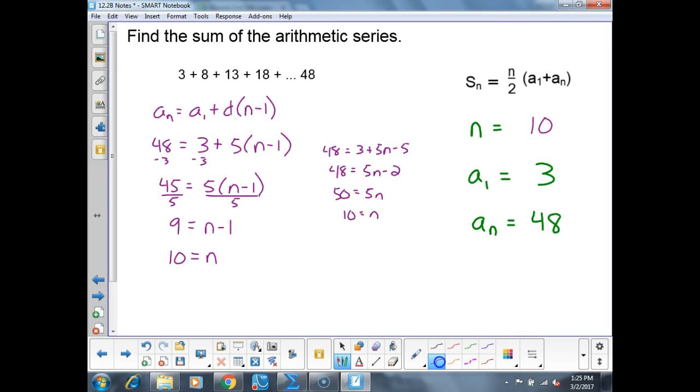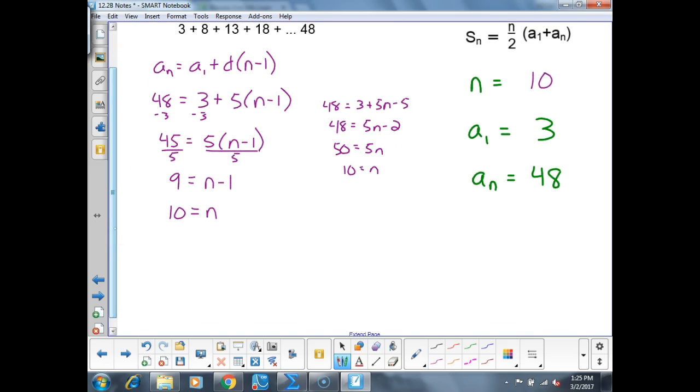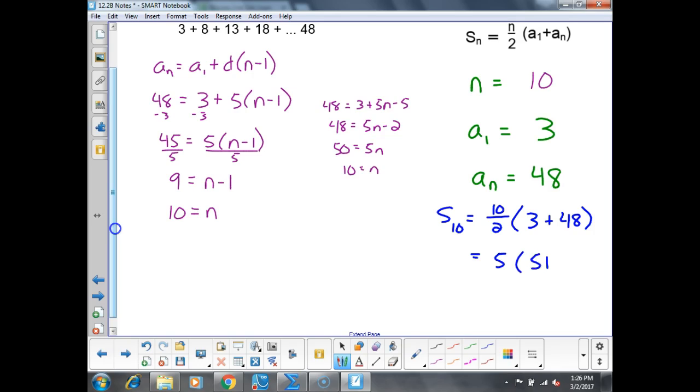So now we got everything that we need to use our formula. So the sum of the first 10 terms is going to be 10 divided by 2 times 3 plus 48. 10 divided by 2 is 5. 3 plus 48 is 51. So the sum of the first 10 terms is 255. 255.